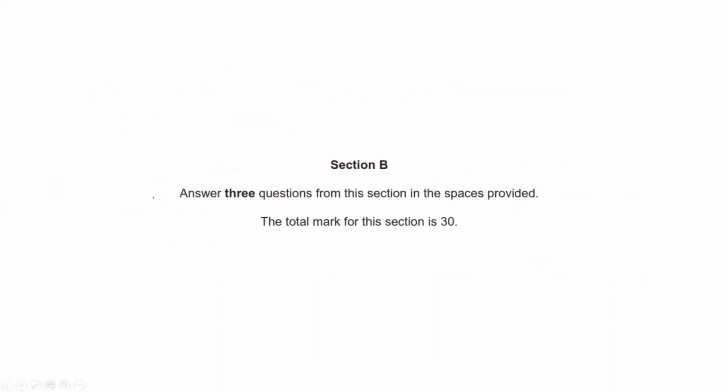Okay. So this basically constitutes our section number A. And remember, in section A, we have to attempt all the questions. So now section B. In section B, we are required to attempt 3 questions in the space provided. The total marks for this section is 30, and actually we're given 4 questions, and I'm not that lucky to solve 3 questions for you, so I'll be solving all 4 for you. So let's start.